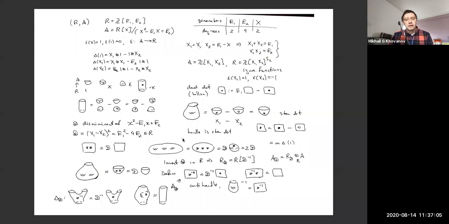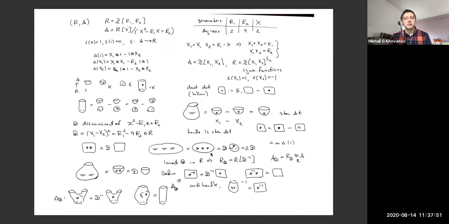So if you take this X1 minus X2, what is it? If you take the square of X1 minus X2, you get the discriminant of this polynomial. So this is how X1, X2 are expressed using X. We take the discriminant, we get this expression in E1, E2, so it's a symmetric function. So let's try to get some mileage out of this. So what we get is that we have this handle with one boundary component. It's now notation for it, a star dot. Star dot is this difference, the usual dot minus the dual dot.